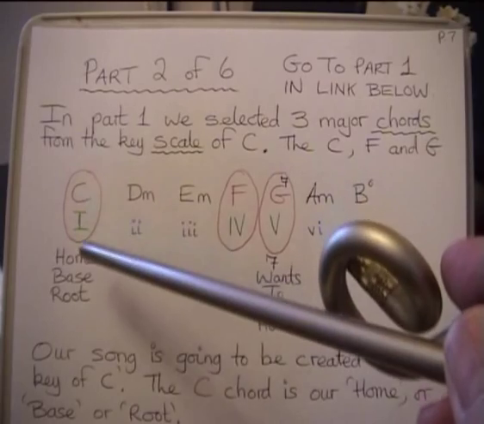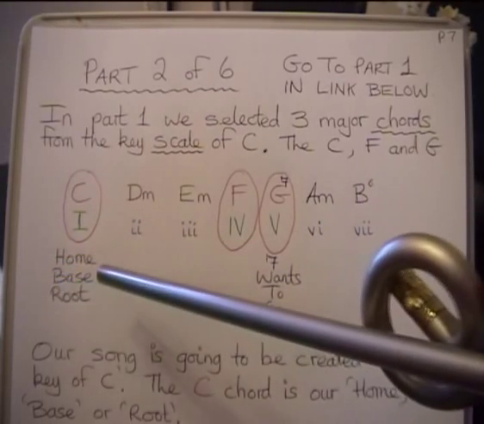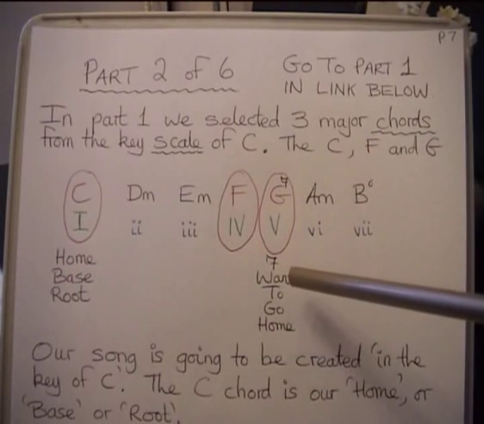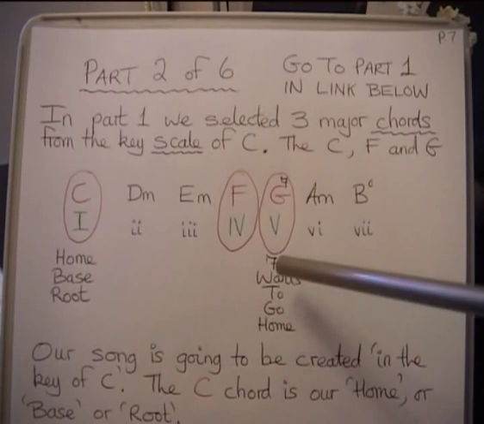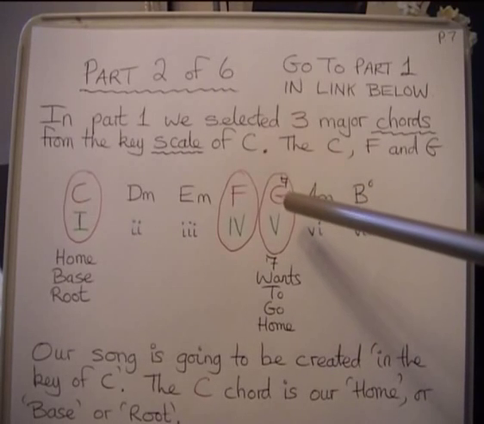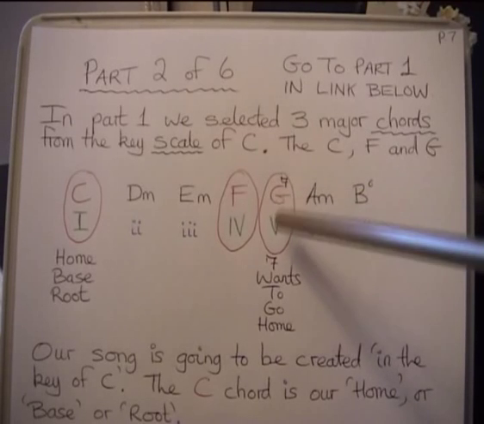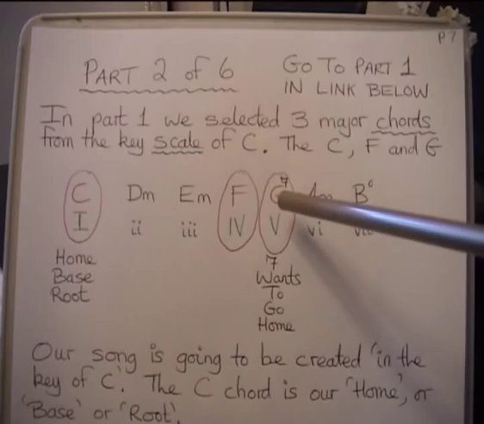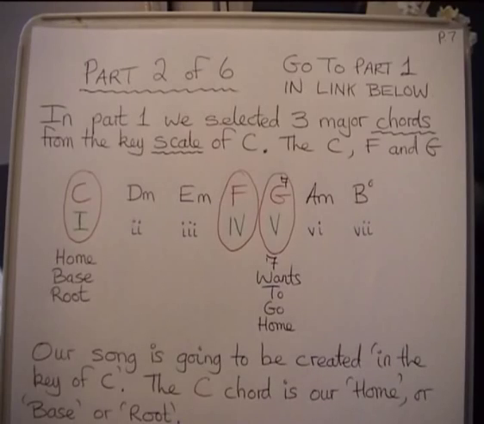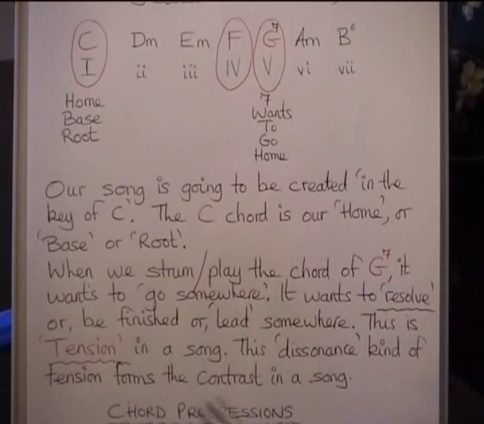Now if you notice under here, the 1 chord is called the home or the bass or the root, and the 5th chord I've written underneath always wants to go home. What I mean by that is when we're strumming this G chord or G7 chord, whether on a guitar or playing it on the keyboard, the sound of it will want to go somewhere, and where it's wanting to go or to finish is home, so to play the C after it. I've just written that down here, and I'm talking about the contrast that is created in the song from the tension and the resolving.